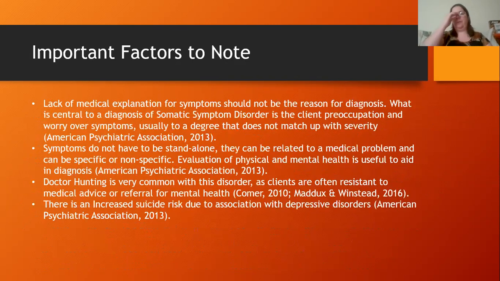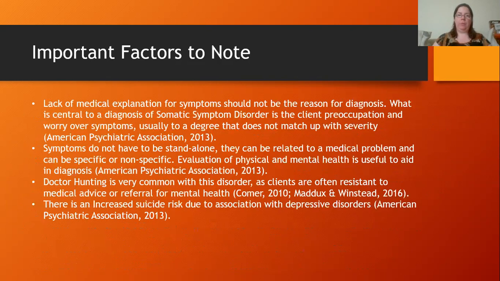A few important factors to note, again, and I cannot stress this enough, lack of medical explanation for symptoms should not be the only reason for diagnosis. What is central to a diagnosis of somatic symptom disorder is the client preoccupation and worry over symptoms, usually to a degree that does not match up with severity. And we'll get into a more specific explanation of what that might look like with a client example later down the road.